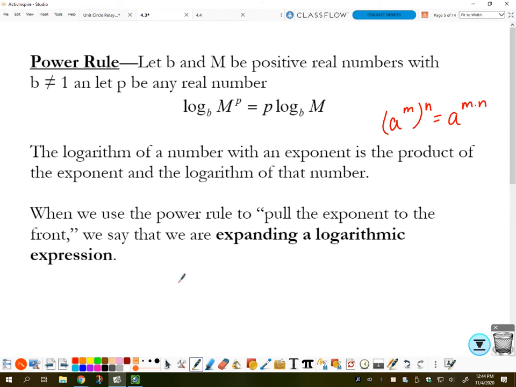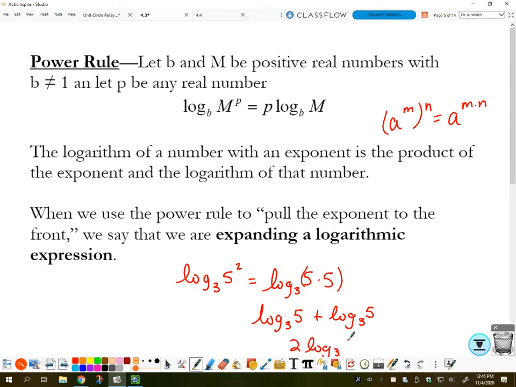So what I mean by that is if I told you to do log, we'll say log base 3 of 5 squared, keep it simple. If I wrote that as log base 3 of 5 times 5, then I would expand it with addition. And then I could say that I have 2 of these things. So the power rule is honestly just a shorter version of the product rule if your arguments are the same.